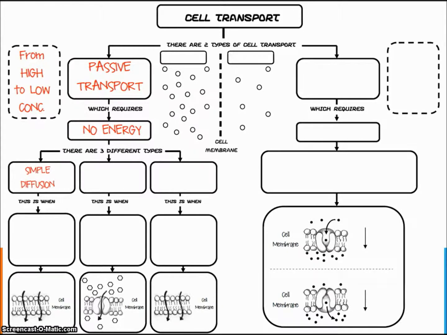The first one is simple diffusion. Think about things that are simple: they're not that difficult, they're pretty easygoing. Simple diffusion is when things just go right on through the membrane. They don't need help from a protein, they don't need energy, because we are just talking about passive. So substances cross through the bilayer, through the membrane. These substances could be salt. Anything that's relatively small and simple moves right on through.